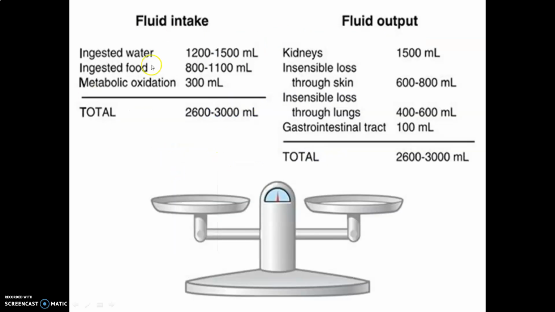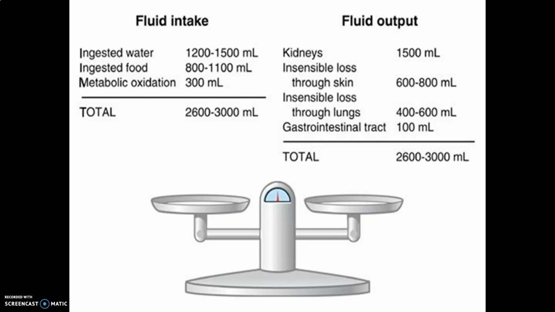So I have prepared this picture for you for a better understanding. Suppose you are drinking water, the fluid intake is almost 1200 to 1500 ml. Through food, whatever food we are having, rice, dal, curry, through that food we are taking in 800 to 1100 ml of fluid. In metabolic oxidation, we are getting almost around 300 ml.